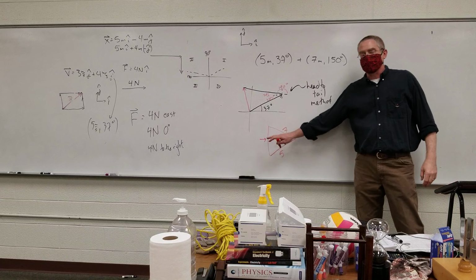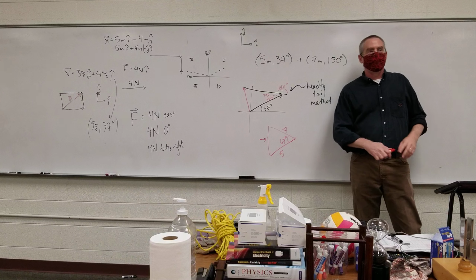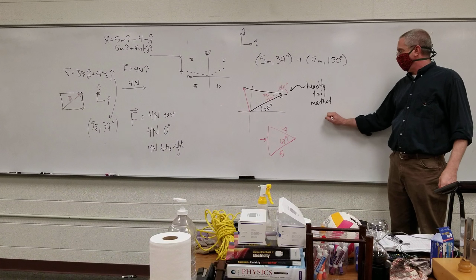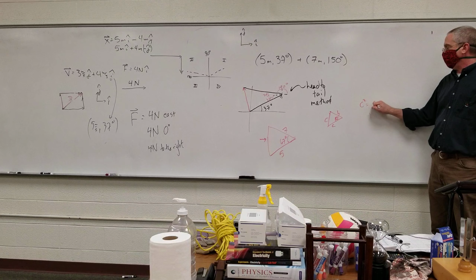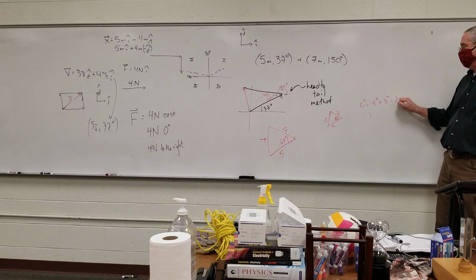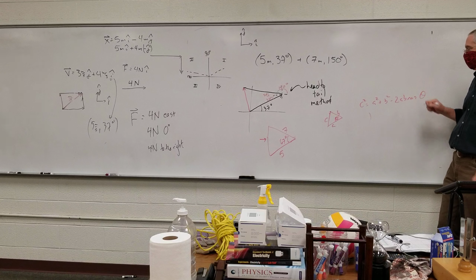The actual way you would solve this is law of cosines. If I give it a triangle here with sides A, B, and C, and some angle theta, C squared equals A squared plus B squared minus 2AB times the cosine of that angle.